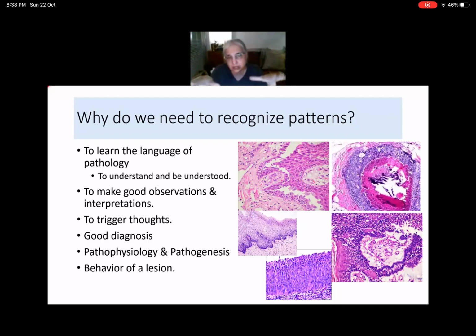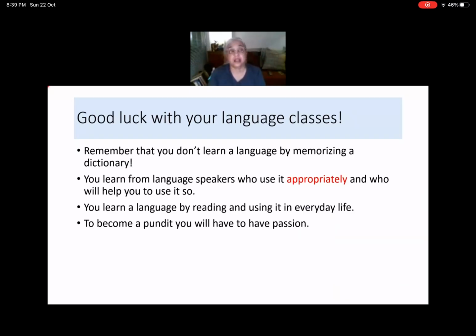And then, of course, what Sudesh said, it helps you to make a good diagnosis. It helps you to understand pathophysiology and pathogenesis. And as Sudesh said, the behavior of the lesion. If it's very pleomorphic and it's full of mitoses, it's going to behave in a very malignant fashion. Right? If the polarity is maintained up to a point, etc., then it's not a high-grade carcinoma in situ. Okay, so that's one.